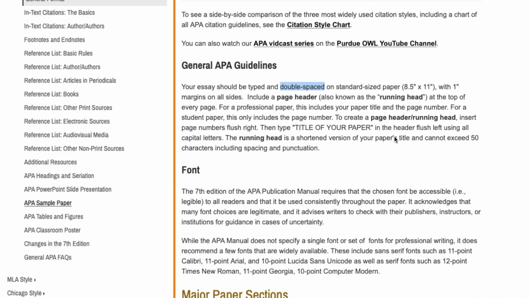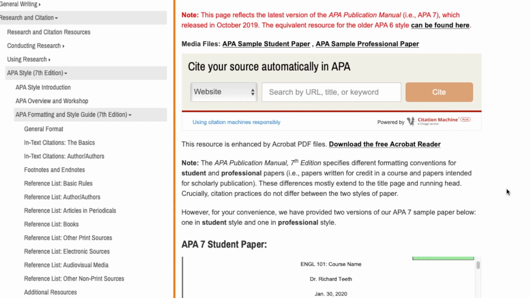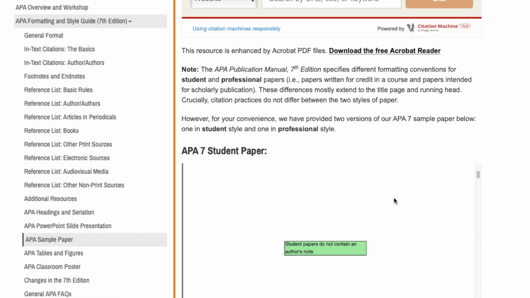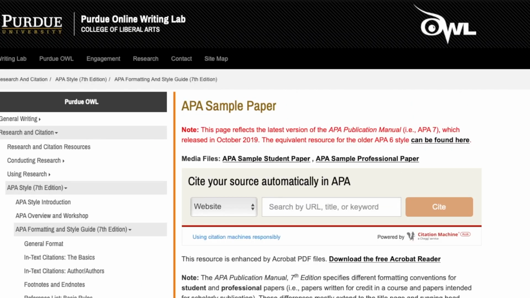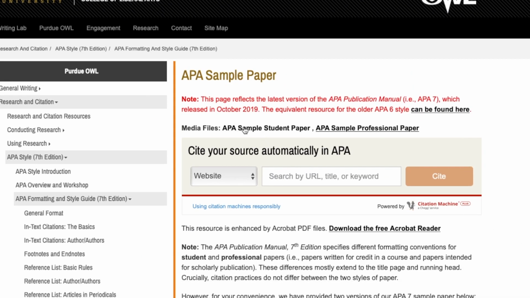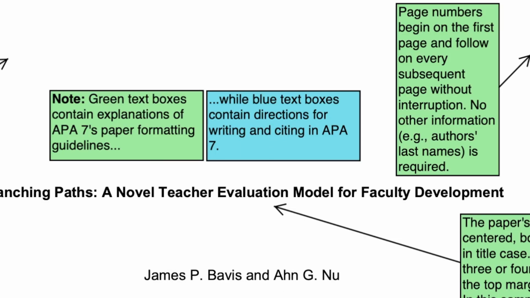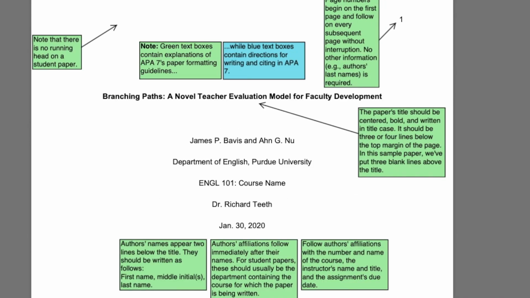So lastly, if you are still saying, I need to learn by looking, just go to this OWL Purdue website and grab a copy of their APA sample student paper. I'll put this in the link, so you can just look at it. Just look at it. Amazing.